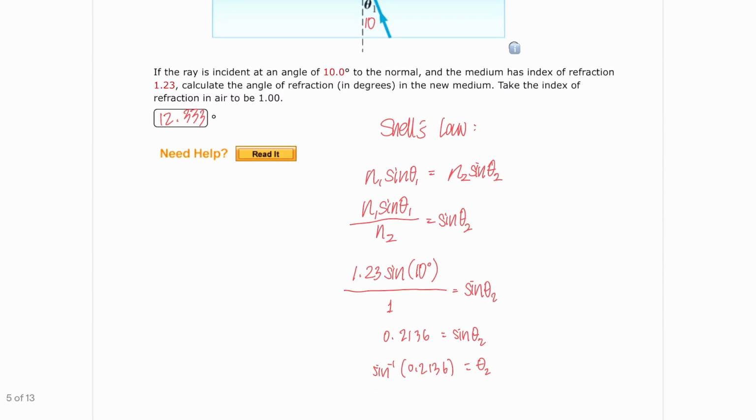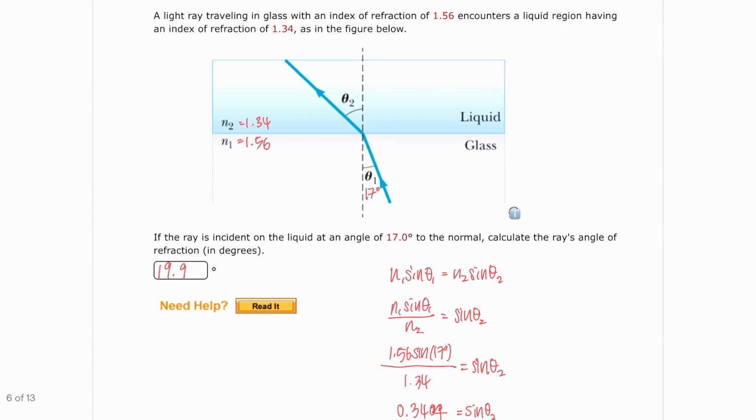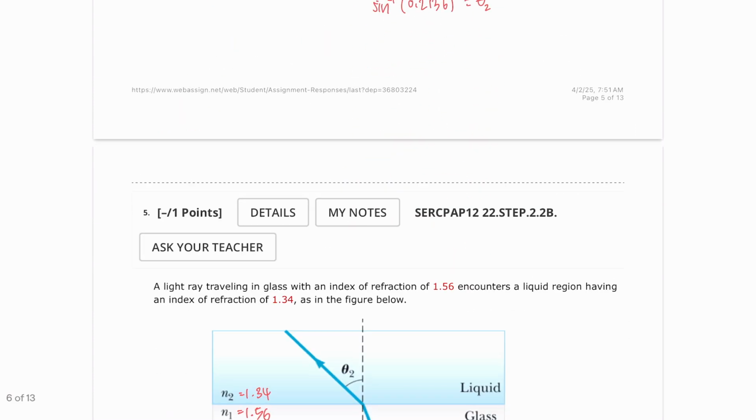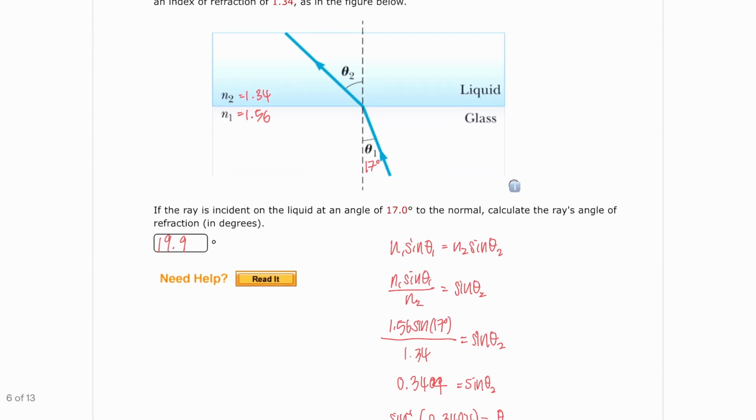So here's my working if you want to follow along. For this question, they're asking us to find the ray's angle of refraction. It's basically the same thing as this one, and then I just solve for theta.